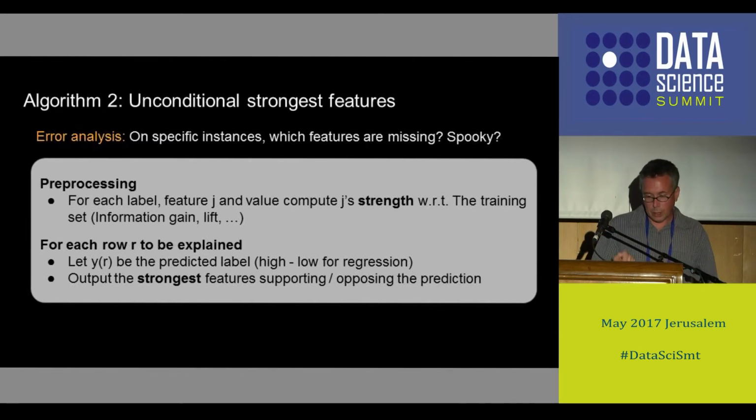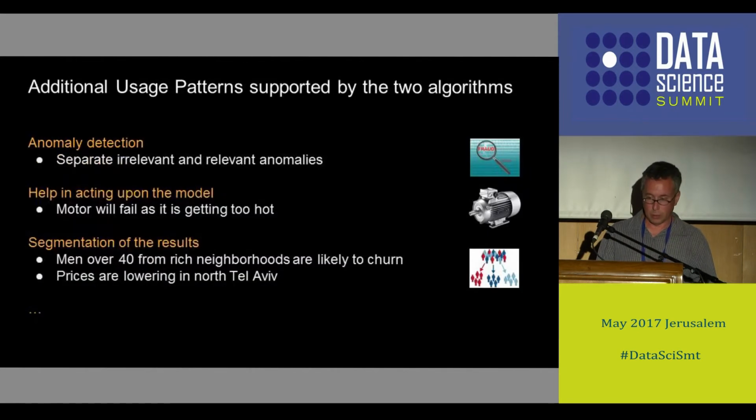And now the algorithm is very, very efficient. For each instance row that I would like to explain, I'm looking at the predicted label, and then for this label, I just output the strongest features of this particular instance, the strongest features that support it, and the strongest features that oppose it. That's the whole algorithm. It's very effective for error analysis, and for other use cases as well. So where else are explanations or transparency important?